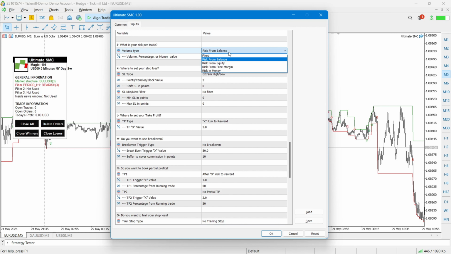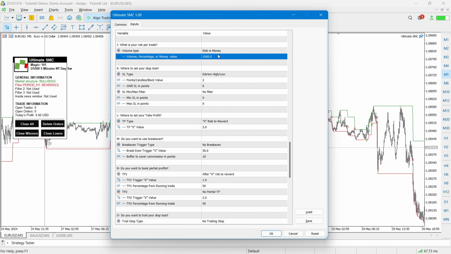Basically, you have plenty of choices. You can just trade a fixed volume. You can have a risk from balance, equity, or margin, or you can simply have a risk in money. And after that, you're gonna put your value here. So for example, if I'm risking $1,000, in this case I risk money, or I'm risking 2% of my balance. Or for example, if I'm just using a fixed lot of 0.1. So that's the idea of the volume.